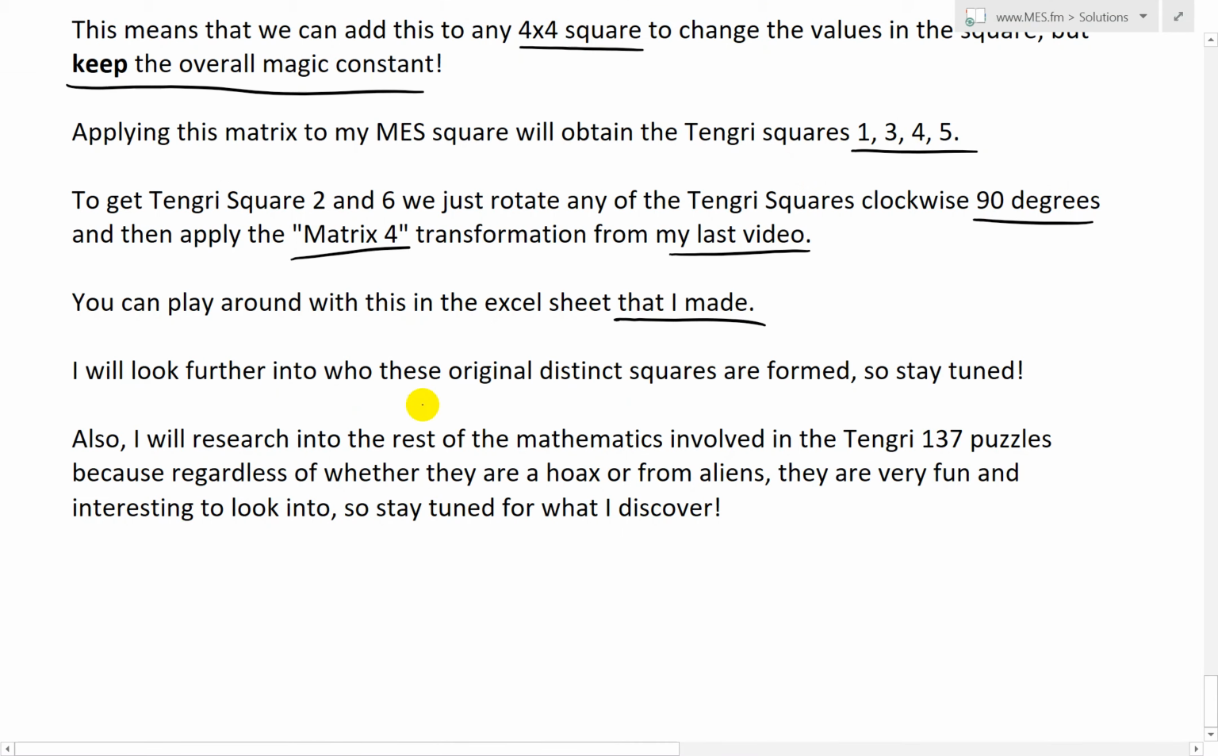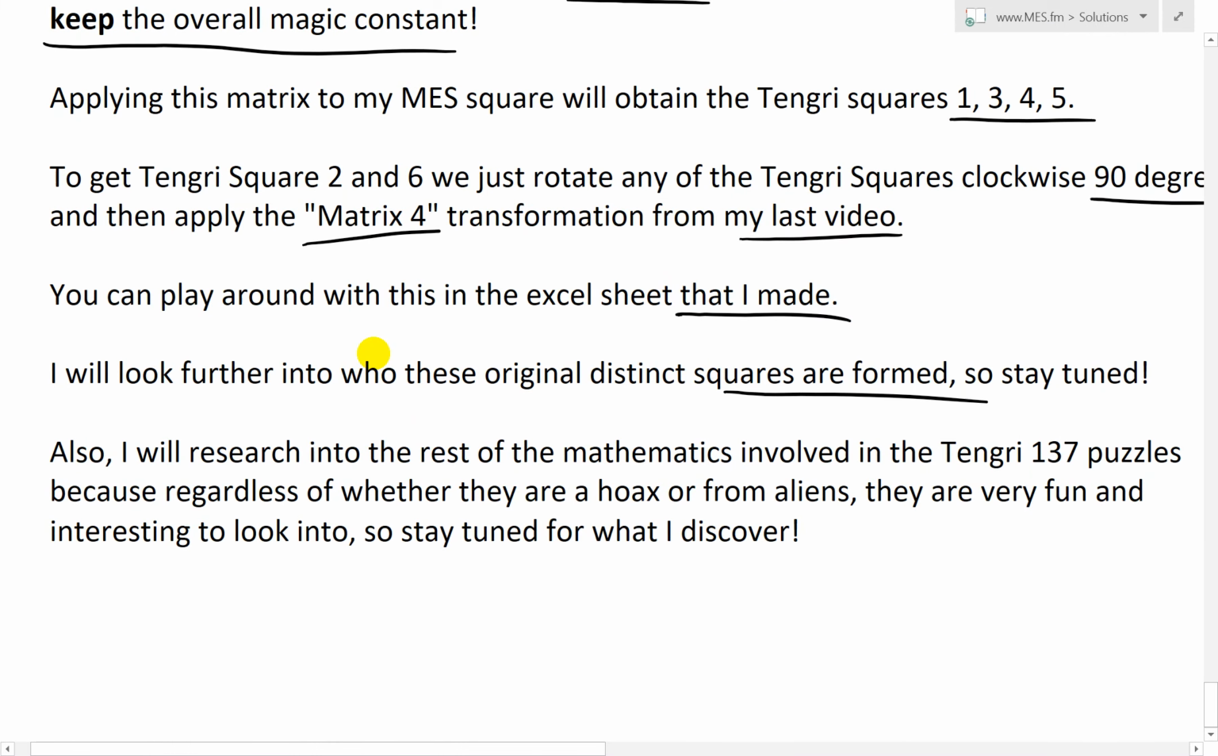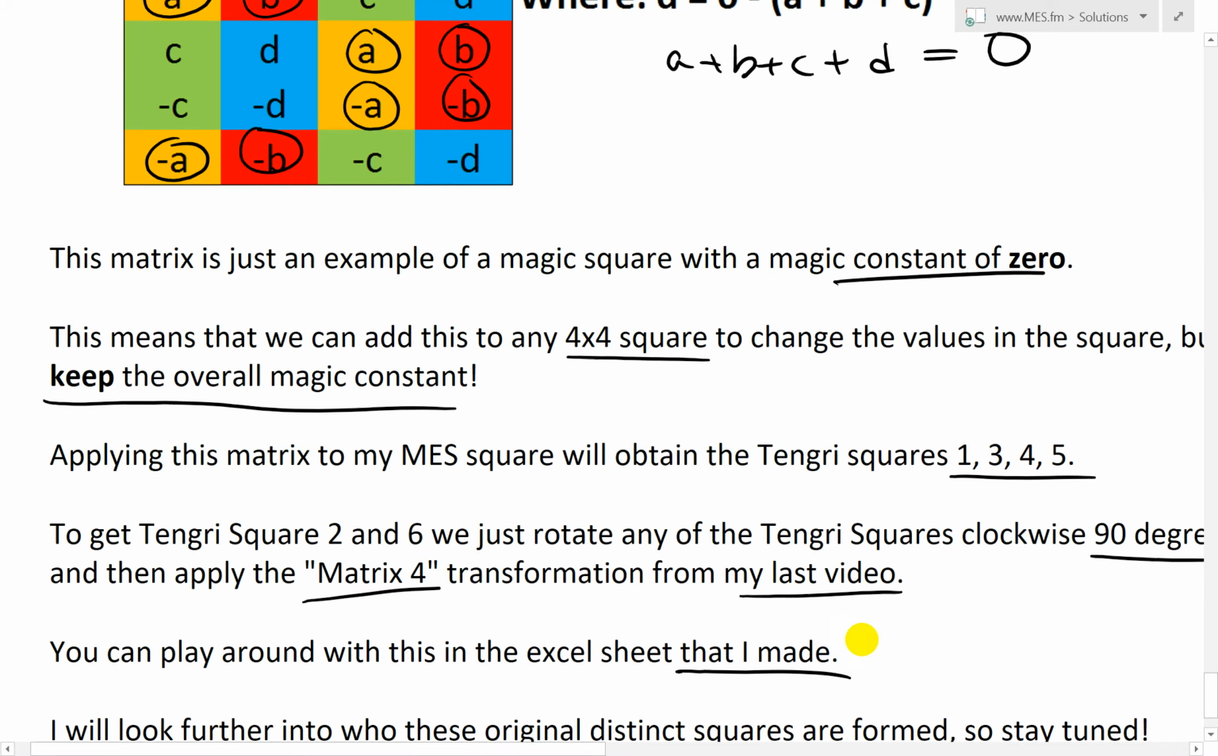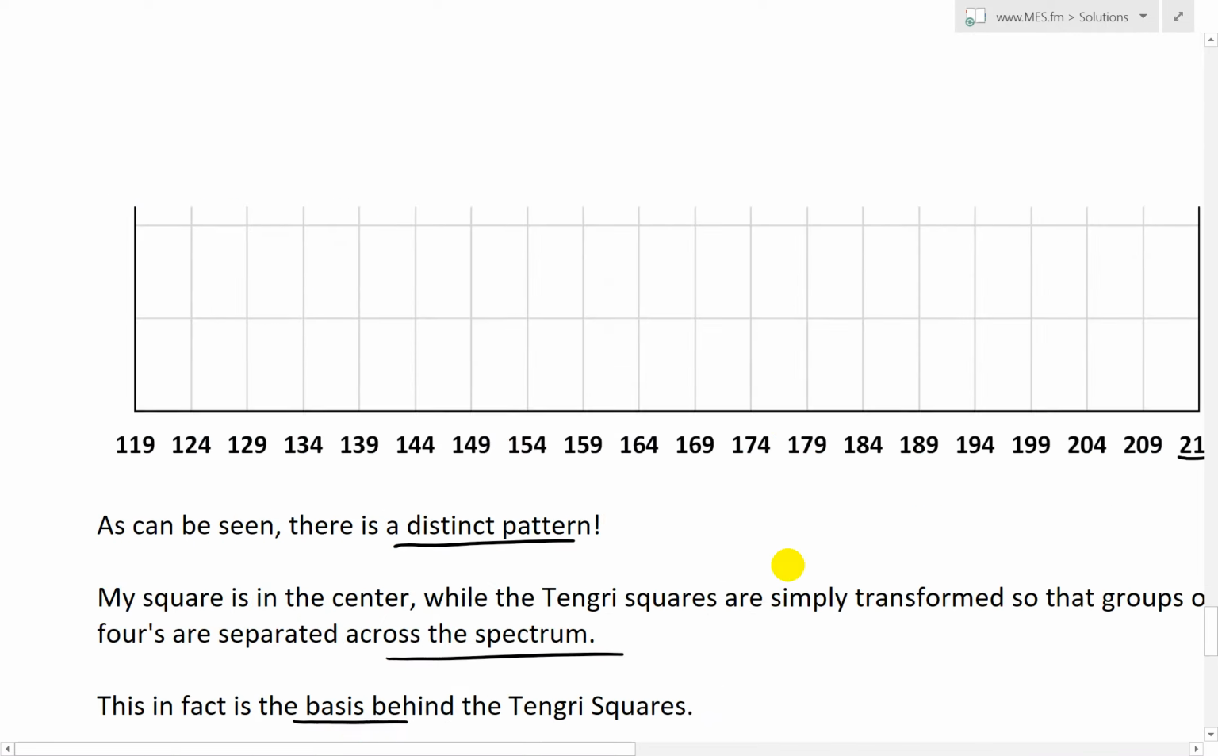So again, I will look further into these original distinct squares, how they're formed, so stay tuned, because that's pretty cool, and see if I can derive them. Also, research into the rest of the mathematics involved in Tengri 137 puzzles, because regardless of whether they are a hoax or from aliens, they're very fun and interesting to look into, so stay tuned for what I discover. Anyways, that is all for today.